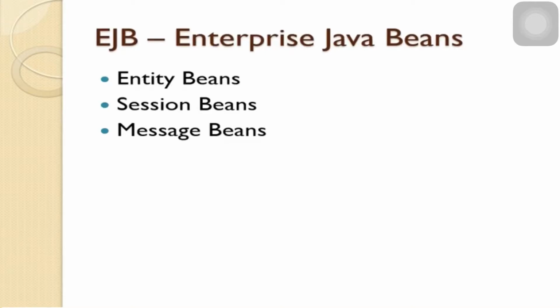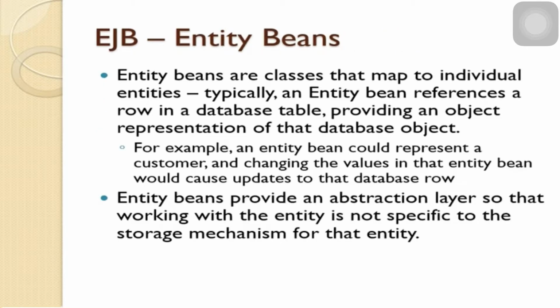Okay, there are three types of EJB: entity beans, session beans, and message beans. Actually, an entity bean just references a row in a database table, providing an object representation of a database object. For example, an entity bean could represent a customer, and changing the value in that entity bean would cause an update to the database row. So we can see that entity bean.